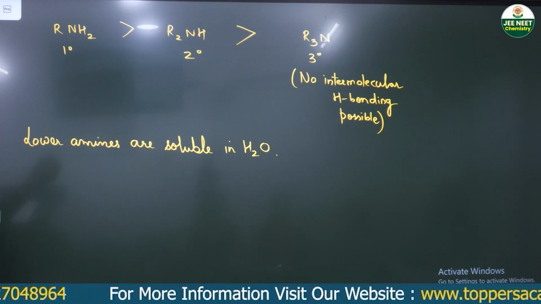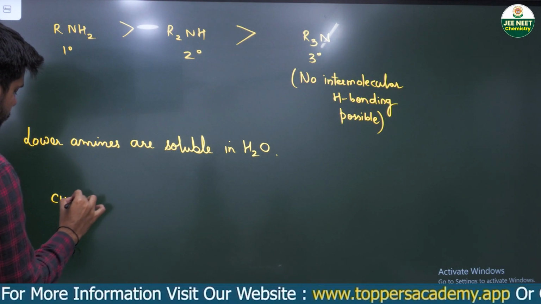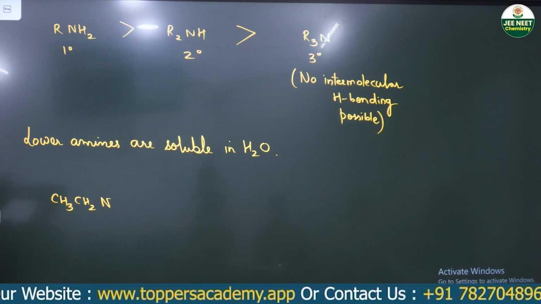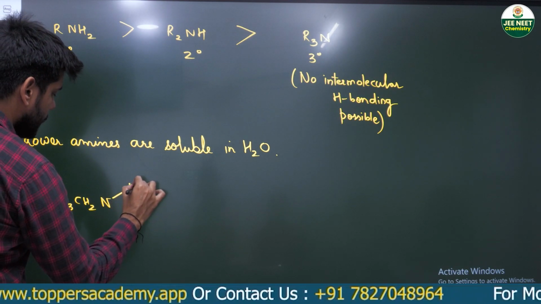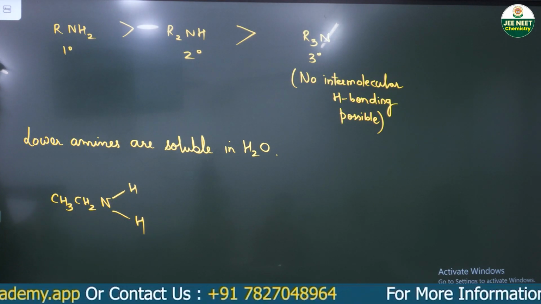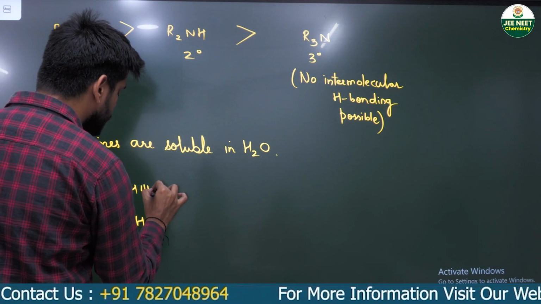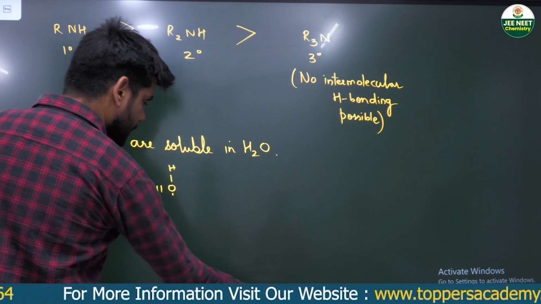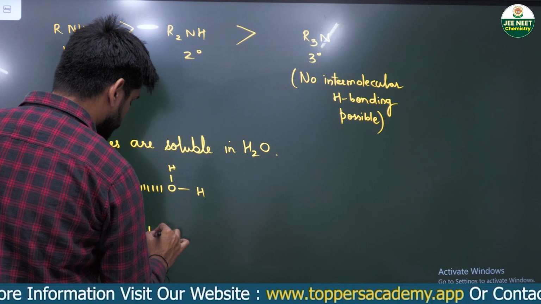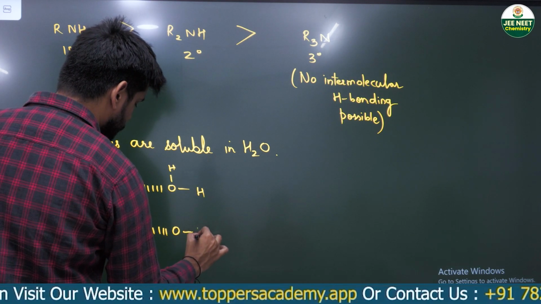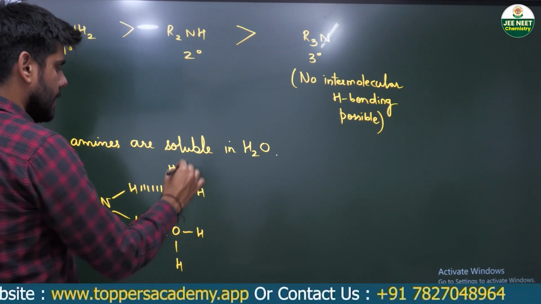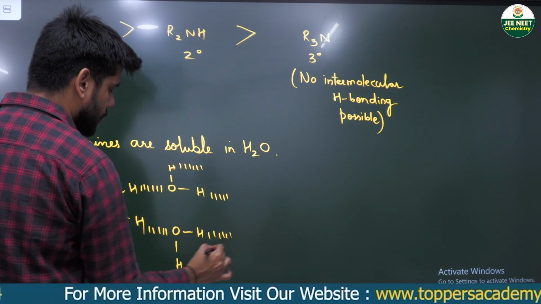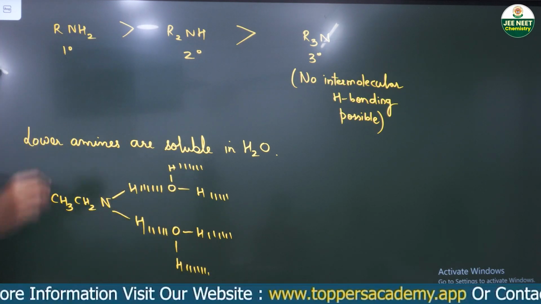For example, ethanamine. Suppose I have CH3, CH2, NH2. I have NH2, so let me show NH2 like this. It can undergo hydrogen bonding with water. Similarly, this can undergo hydrogen bonding, this can undergo hydrogen bonding, and so on and so on.